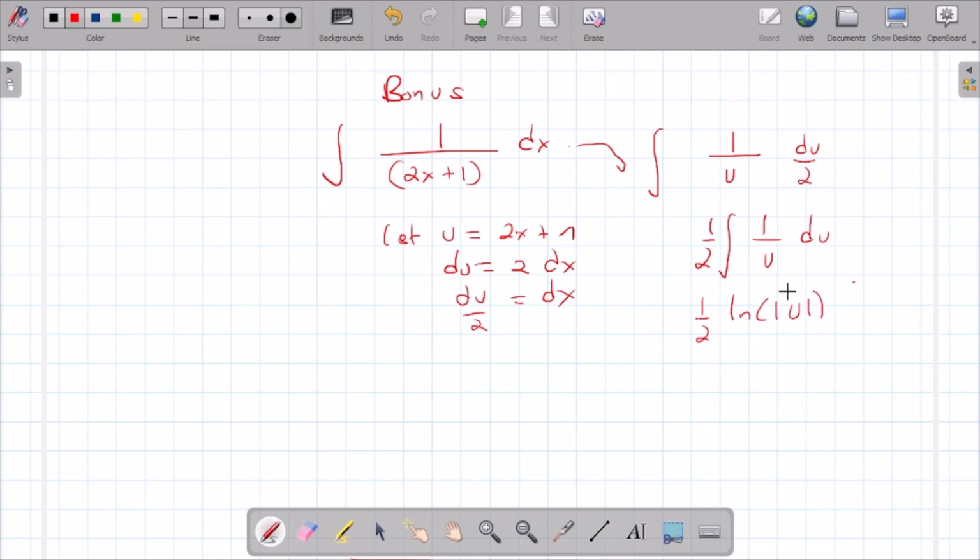So now we resubstitute here. What is our u? Our u is 2x plus 1. So it is half natural log of the absolute value of 2x plus 1, plus the constant of integration. So this is how you solve such a problem. When our n is equal to 1, this is how you solve this problem. You don't use the technique we employed in problem 2.